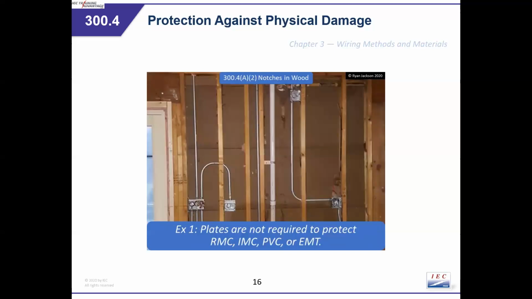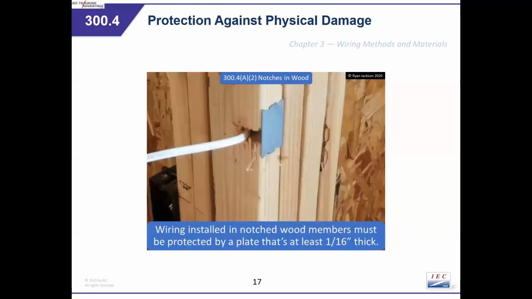Continuing with the protection, plates are not required. They're reiterating it again to protect those 4 items. Notches in the wood, wiring installed in a notch wood member must be protected. Okay.